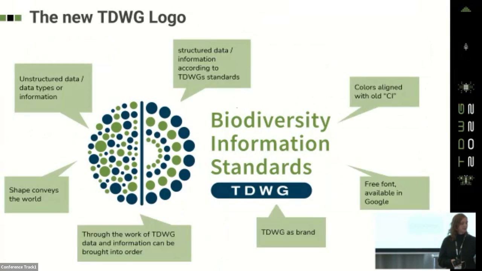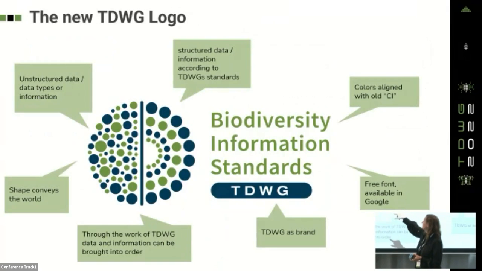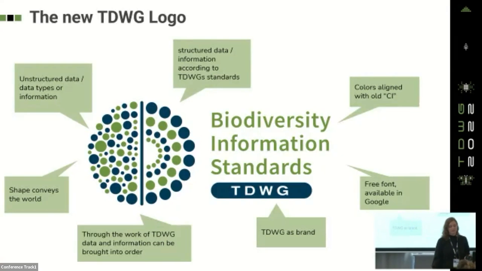It conveys on the left-hand side more or less the globe, the world. We are a global organization. And on the very left side, you have this kind of unsorted data, unsorted information. And through us, through the organization TDWG, so the brand TDWG, same color, all the information types get sorted according to our standards. And on the right-hand side, you have the full title, Biodiversity Information Standards, plus our brand TDWG. And the colors are not new. These are the same colors we have used before for our logo. And also the font is now freely available, even in Google Slides.